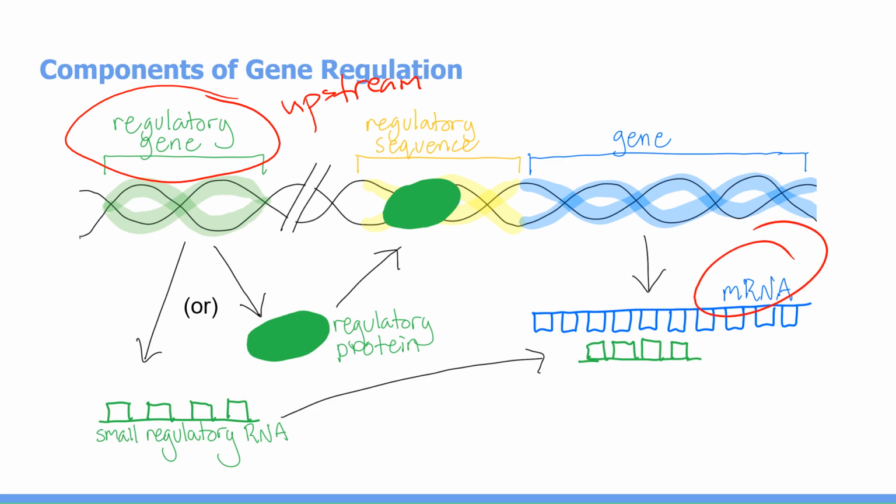That regulatory gene produces two things, like I said before: the regulatory protein that binds directly to the DNA and either inhibits or promotes transcription, or the small regulatory RNA, which binds to the mRNA and prevents translation from happening. So again, there are two parts to this regulation of gene expression.